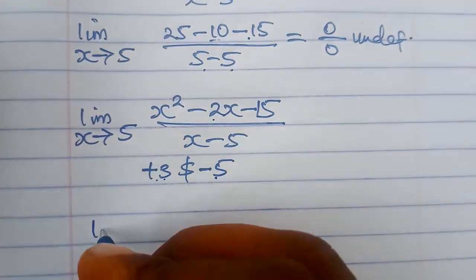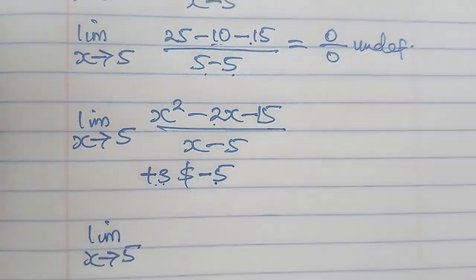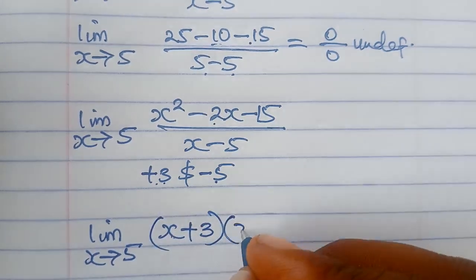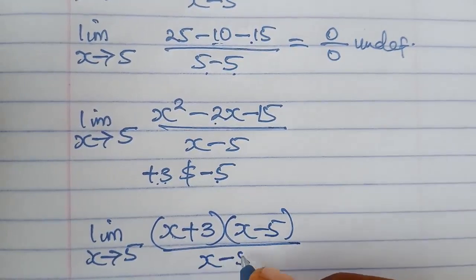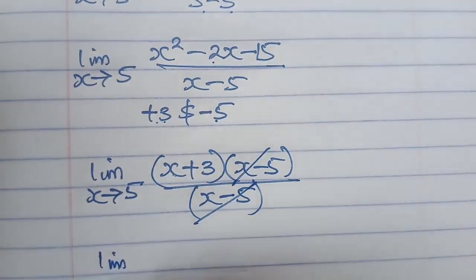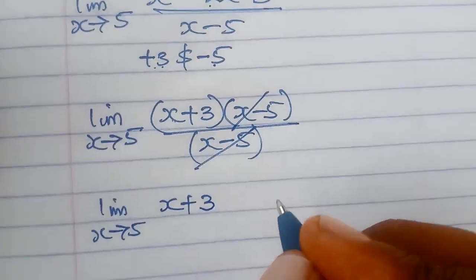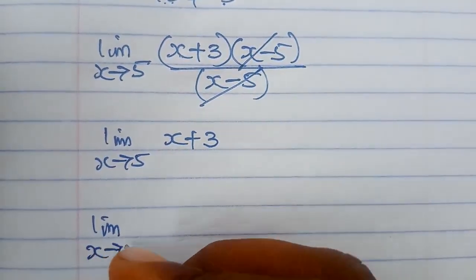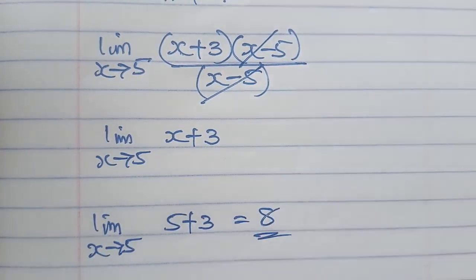So we will write the limit as x approaches 5. We're going to write (x plus 3) and (x minus 5) over (x minus 5). So you can see this takes away this. So we have the limit as x approaches 5 of x plus 3. So we can now say the limit as x approaches 5, 5 plus 3 is 8.